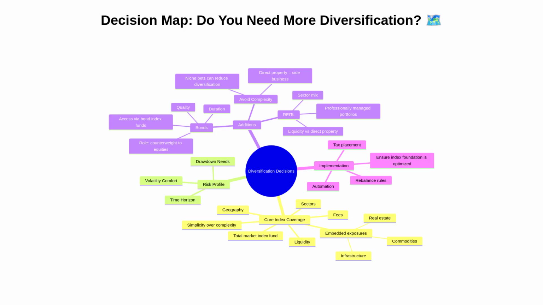The final branch covers implementation details like rebalancing rules, tax placement of assets, and automation. Collectively, the map shows that you should verify your existing coverage first, align with your risk needs, add only simple and liquid components, and then implement with disciplined rules. Next, let us test your understanding with a quick quiz.